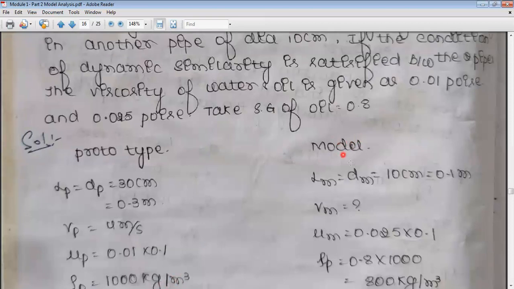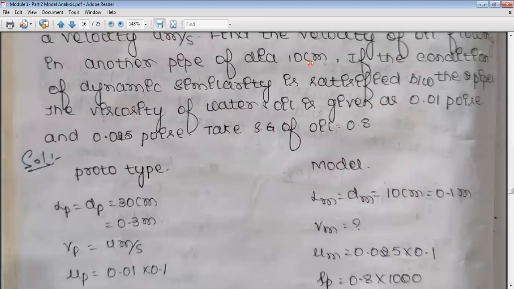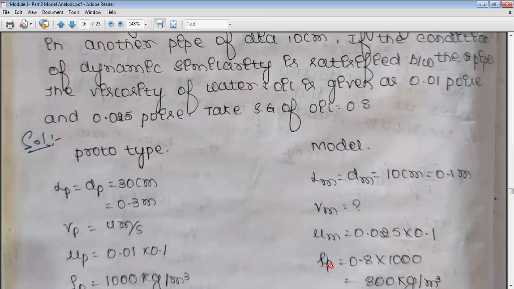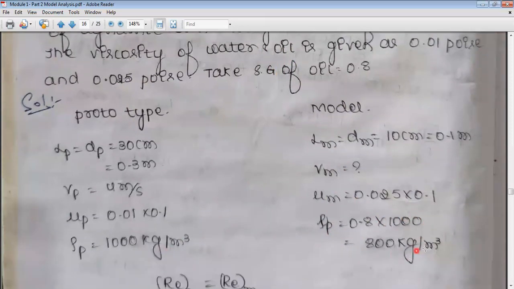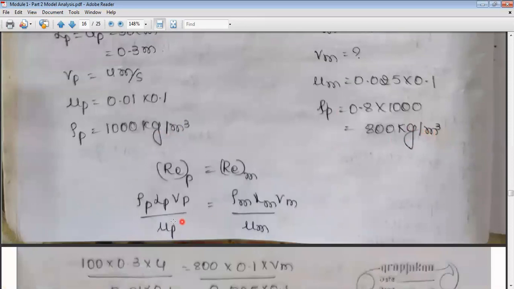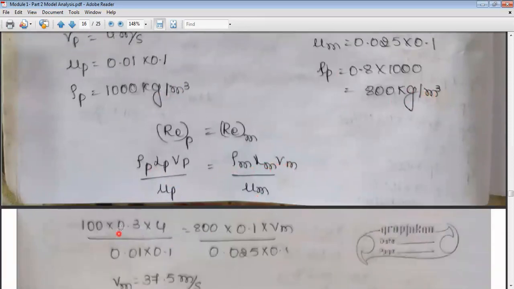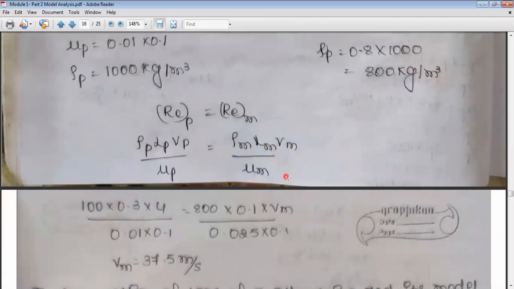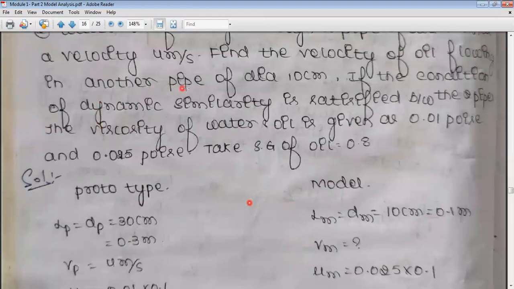Similarly, for the model, the diameter of the model is 10 centimeter. Then the viscosity of the oil, that is 0.025 poise, mu m. Rho m is the density of the oil. He has given specific gravity as 0.8, so 0.8 multiplied by 1000 gives 800 kg per meter cube. So again, you write the formula: rho p Lp Vp by mu p is equal to rho m Lm Vm by mu m. You substitute all the values. The unknown value is the velocity of the model. Look at the question, what he has asked: find the velocity. So Vm is 37.5 meter per second.